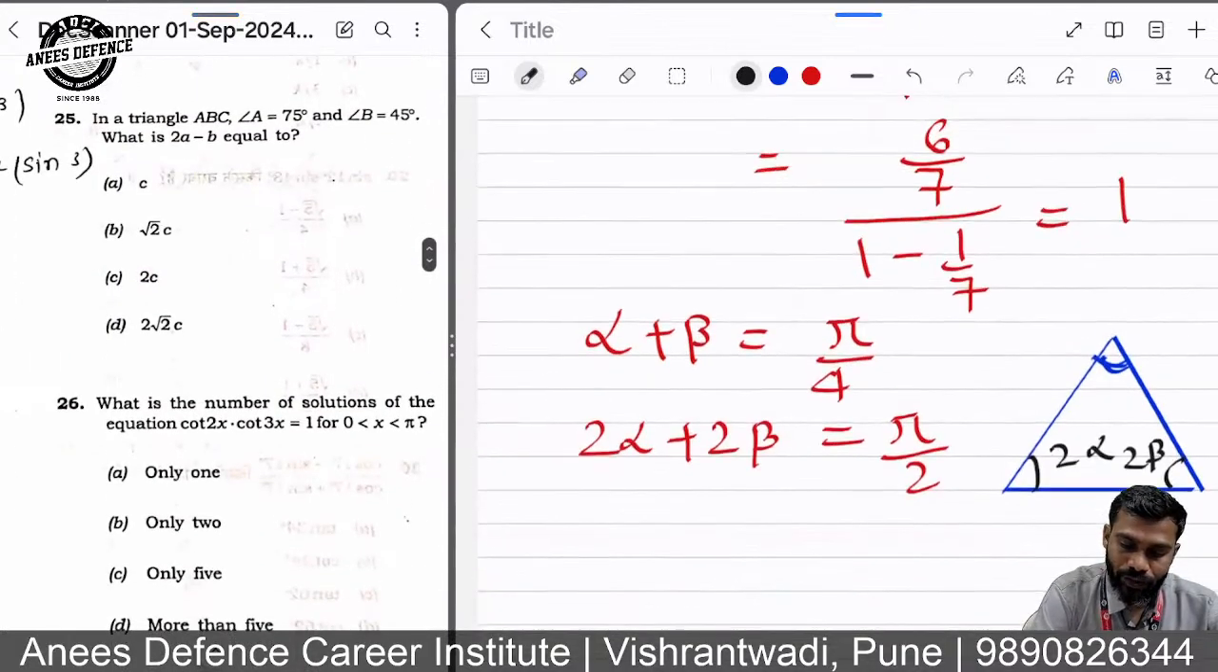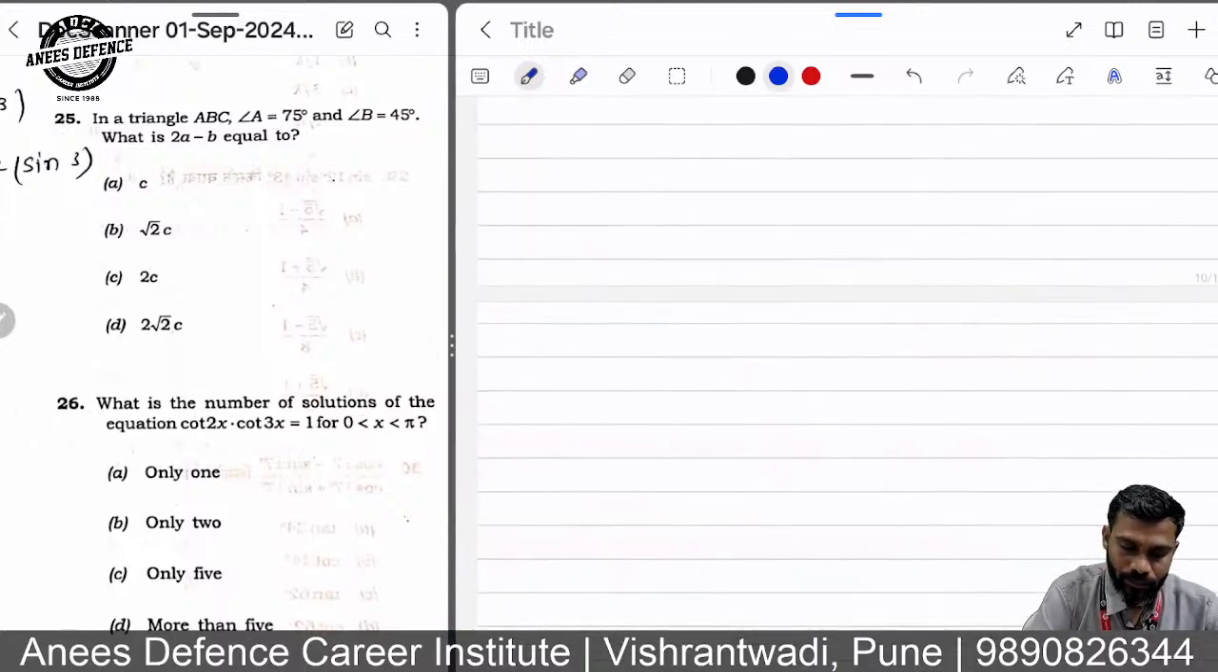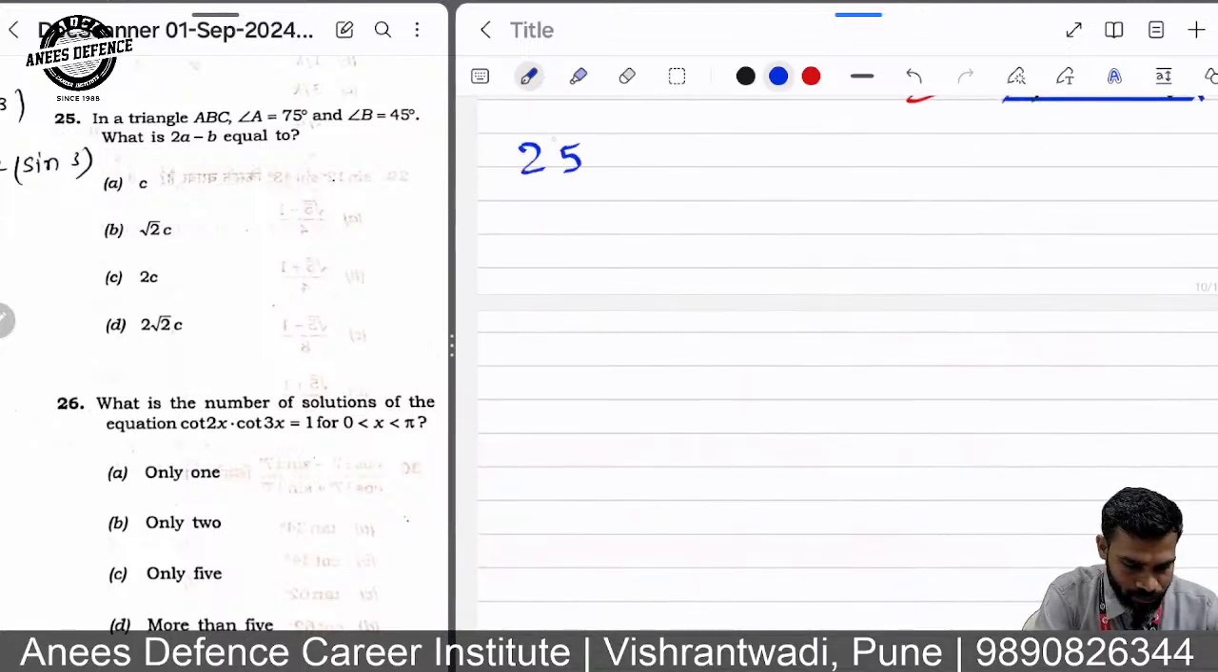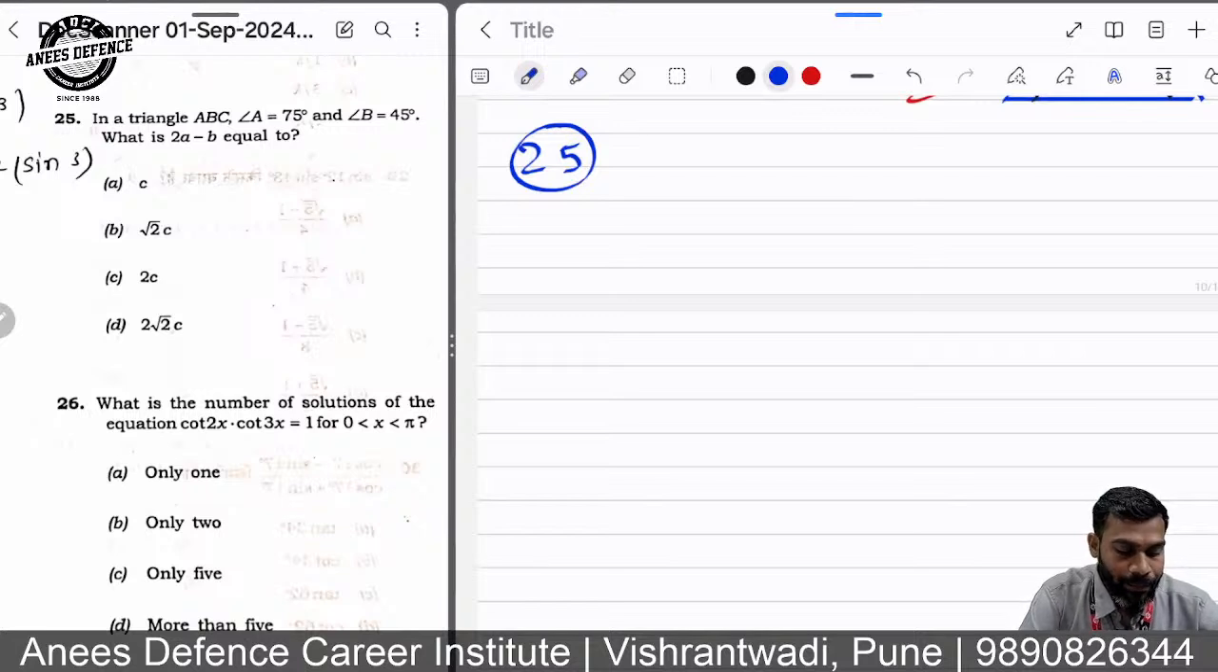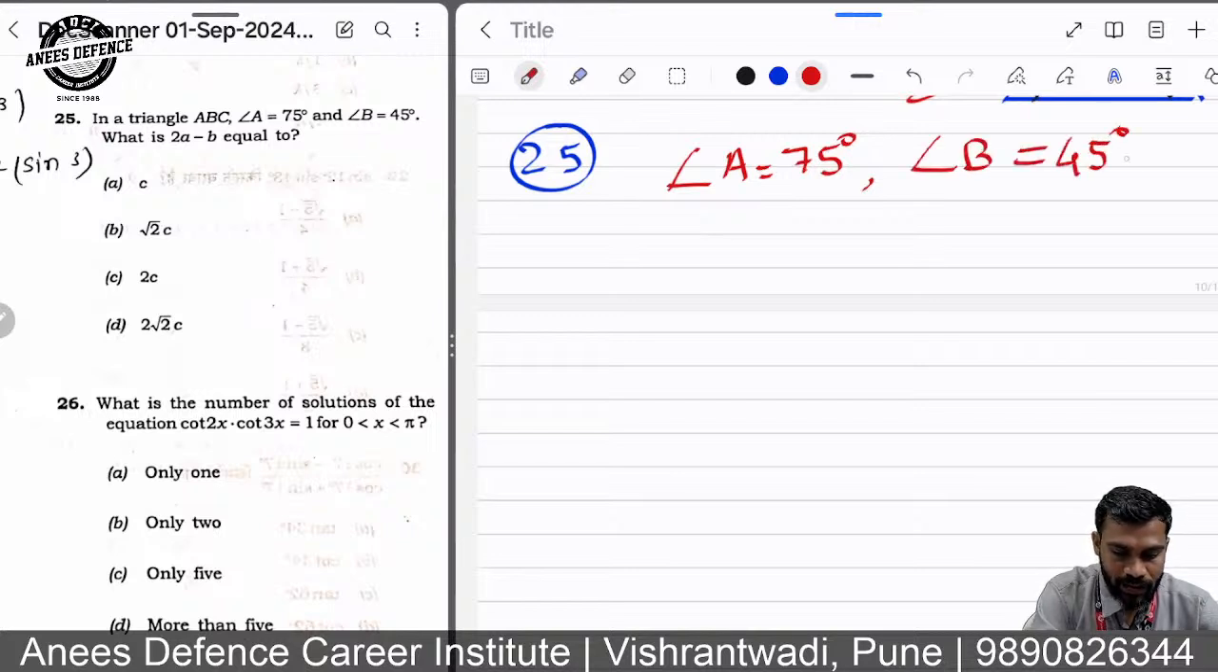Similarly, question number 25. In a triangle ABC, A is 75 degree, B is 45 degree. We need to find out 2A minus B. So what we can do, we can use sine rule here. So angle A is 75 degree, right? Angle B is 45 degree. So using angle sum property, angle C will be, of course, 60 degree, right?